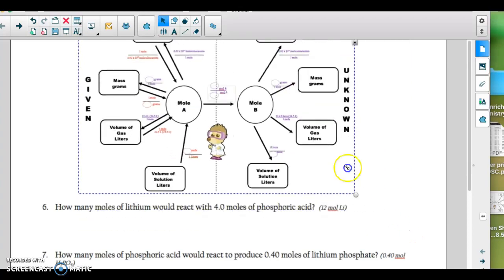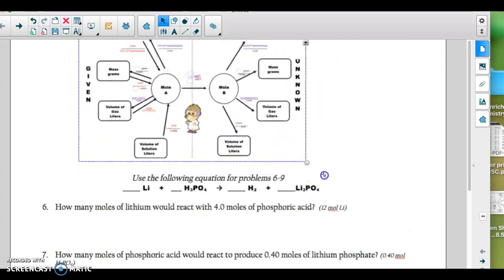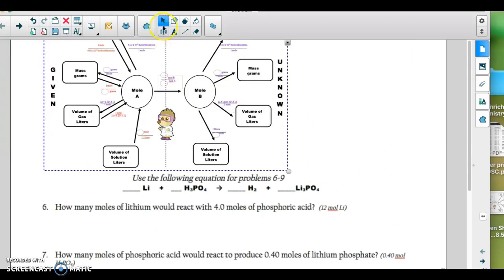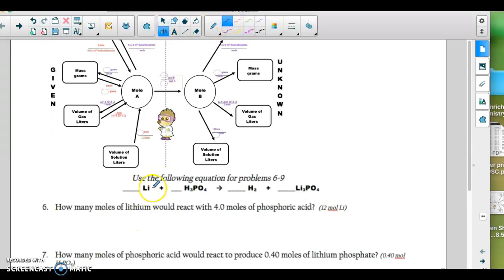We're going to use the mole map as we solve these problems, so I'll keep it open but a little smaller. First question, you have to make sure always to have a balanced chemical equation. I need to have 6 hydrogens, so I'm going to put a 3 and a 2. And when I have the 2 there, now I have 2 phosphates, so I would need a 2 for my PO4, and then now I have 6 lithiums, so I need a 6.